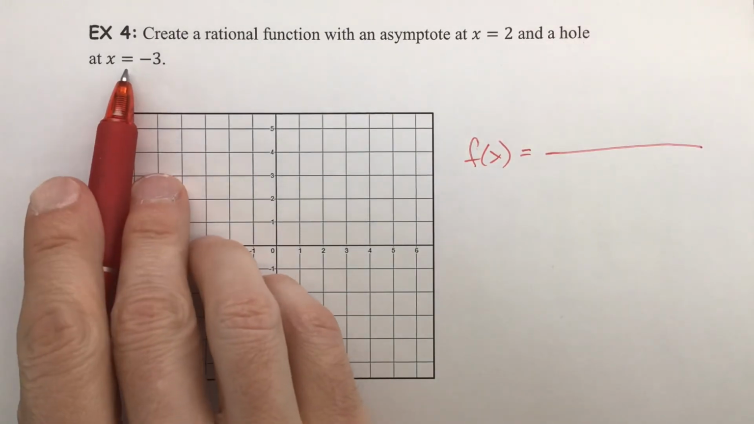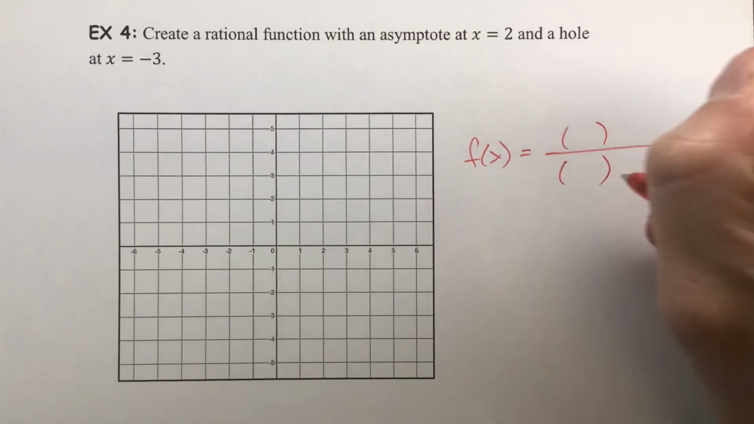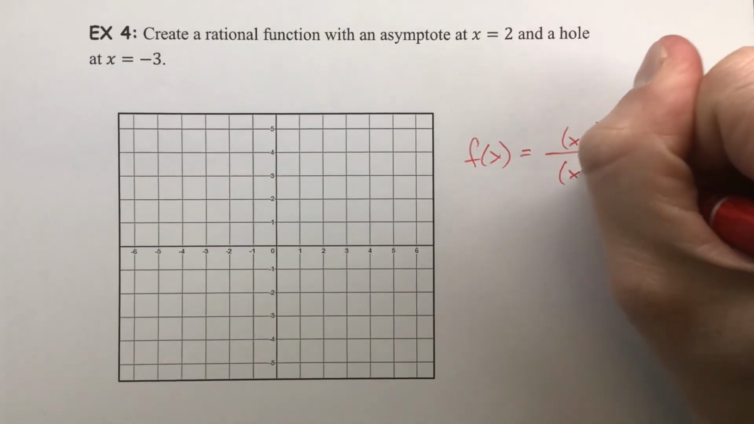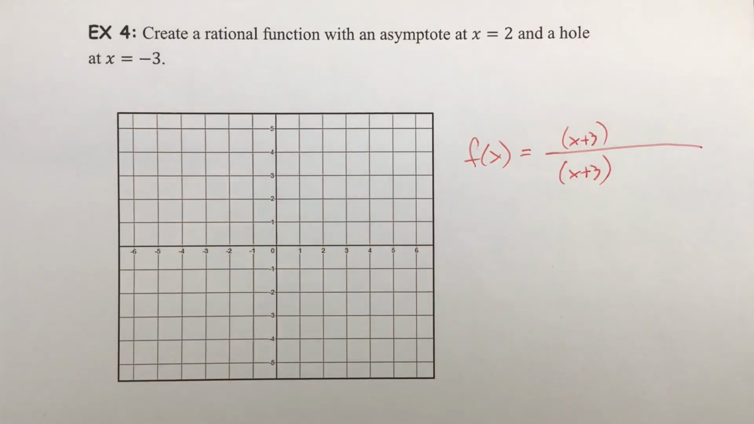To have the hole at x equals -3, you're going to have a factor on the top and the bottom, which is going to be x plus 3. So if -3 was plugged in, you would get zeros. But these are going to cancel, which is going to create that hole.